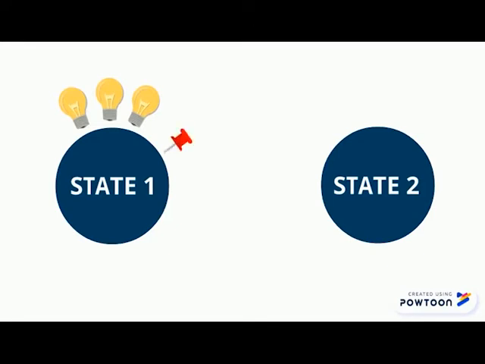We call this trigger an event. When an event happens, it will trigger the state to change. When in the second state, the machine will wait for the next trigger to return to the first state. This continues in a loop on and on.